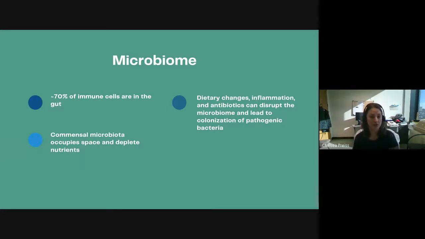Commensal bacteria also occupy space and deplete nutrients, which limit the occupation and growth of pathogenic bacteria. I like to think of this like a parking lot: the more spaces that are taken up by commensal bacteria, the less space there is for pathogenic bacteria to come in and take hold. Several things can lead to this. It can be diet changes, inflammation, antibiotics. All of those things can deplete the nutrients, and so there's more room for pathogenic bacteria to come in.